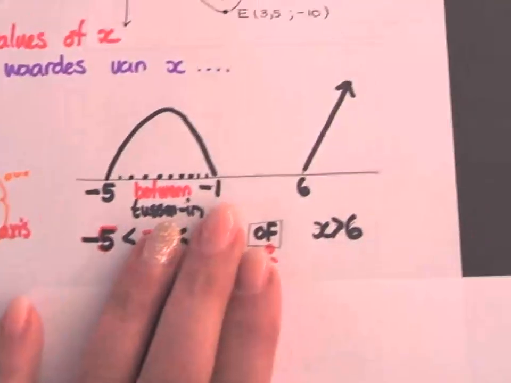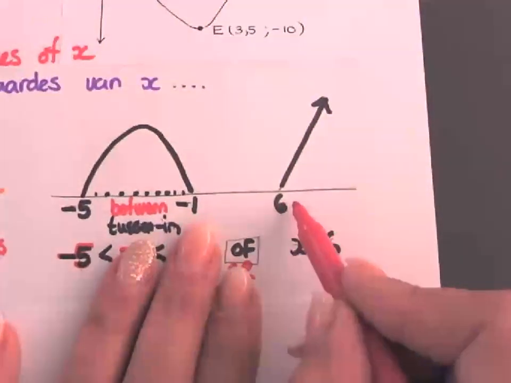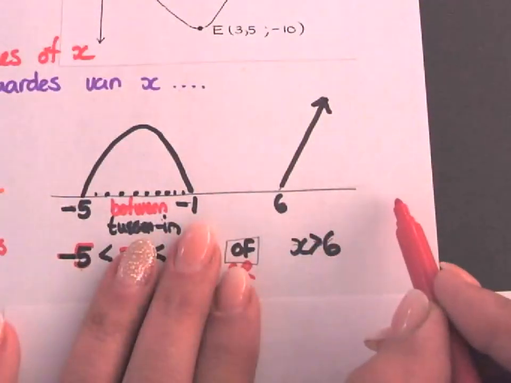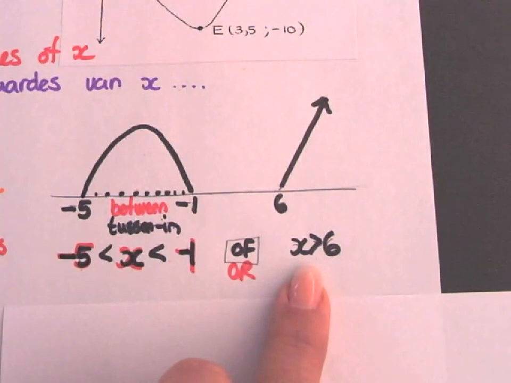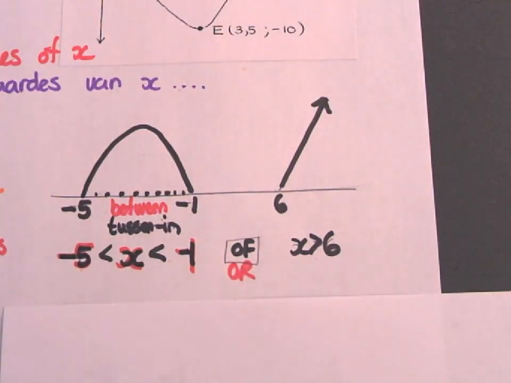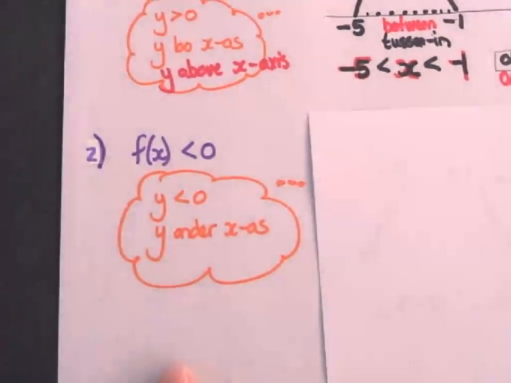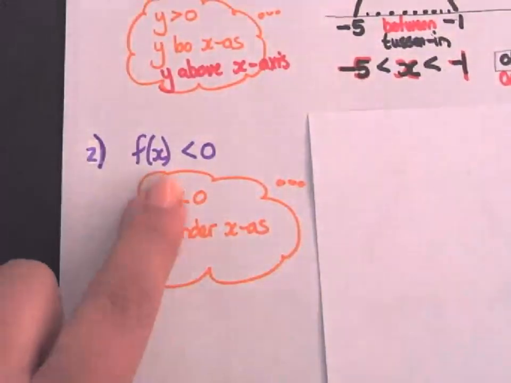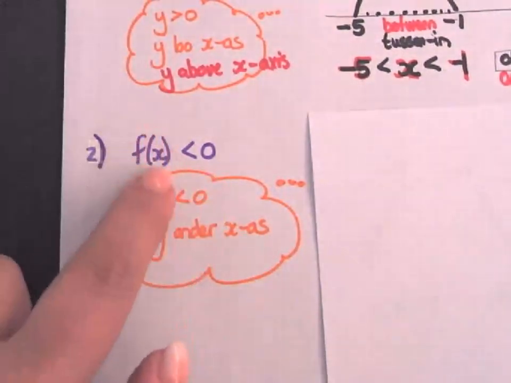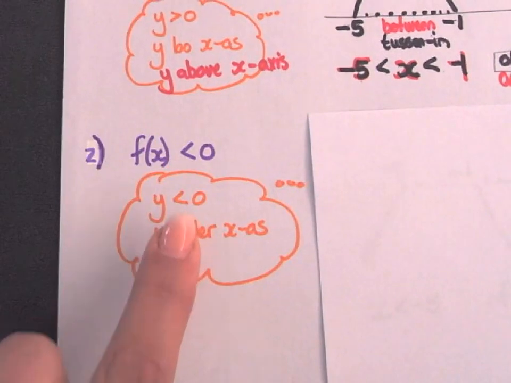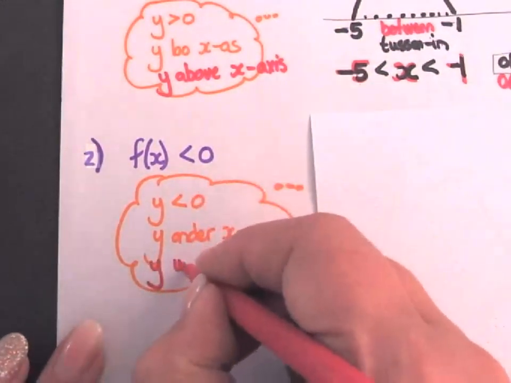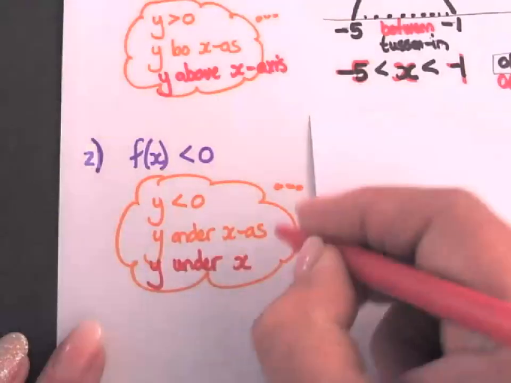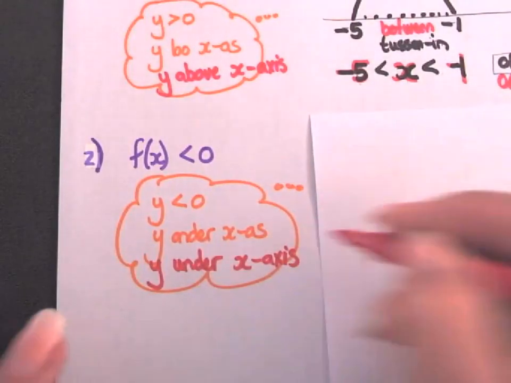Let's look at this one. If x goes higher than 6, the y value will be above the x-axis. So x must be larger than 6. The next one. If f(x) is smaller than 0, it means y is smaller than 0. Therefore, I'm looking for y under the x-axis.